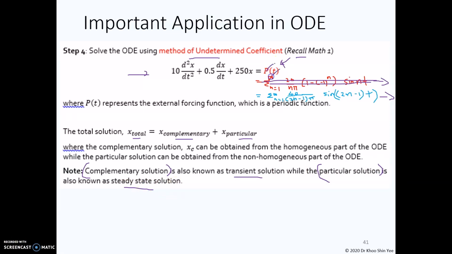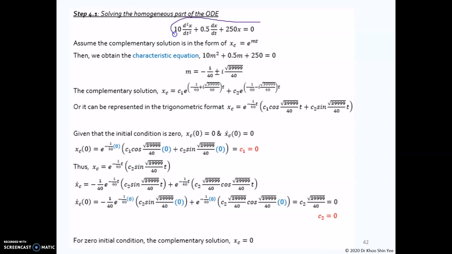When you let the right hand side equal to 0 and apply the initial condition to this, you obtain the complementary solution. So this is the homogeneous part for the ODE. Since the initial conditions are given 0, therefore without the calculation you should be able to obtain the complementary solution equal to 0. If you insist on proving this answer, then you can use the characteristic equation to solve the xc.